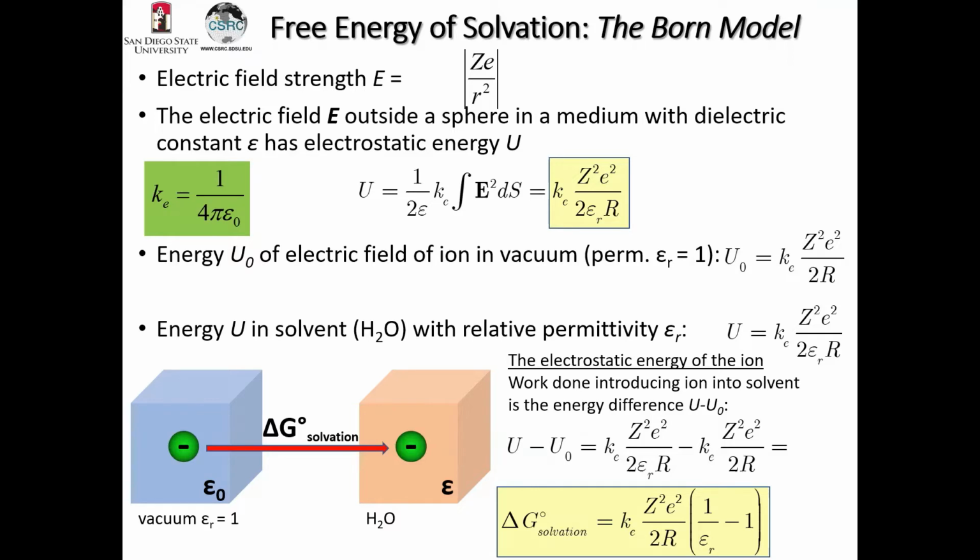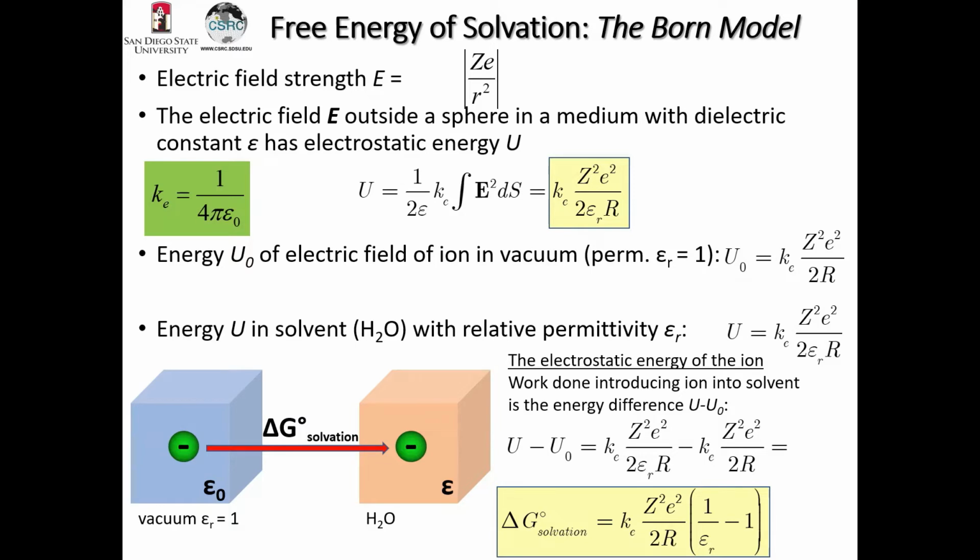So we have an expression for U, which is the energy stored in the cube, which represents a solvent. So that gives us a general expression for electrostatic energy. We have the Coulomb constant shown in the green box. And what we've done is we've derived in the yellow box an expression called the Born model. So this is the free energy change due to solvation of an ion in the solution. And so this gives us this expression here for the Gibbs free energy of solvation.